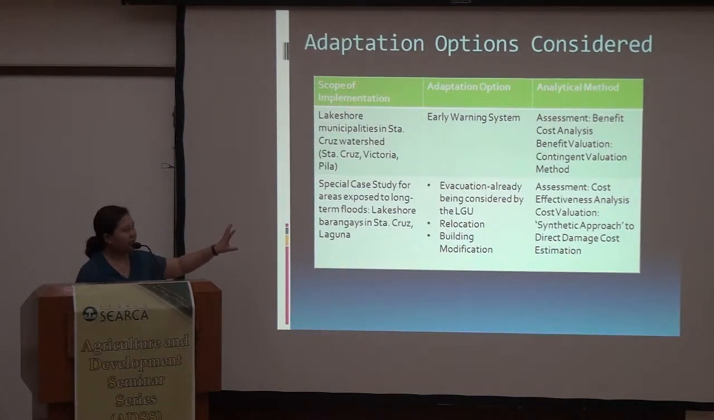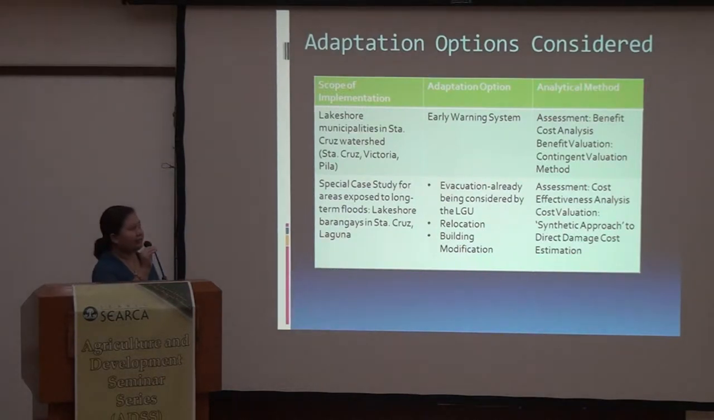And what we identified are, one, construction of an evacuation center, second, relocation, and the third is building modification. So essentially, we have several sub-studies within the project. For the analytical method, for the early warning system, the analysis that we use is what we call benefit-cost analysis. For the study on adaptation to long-term floods, we made use of cost-effectiveness analysis. This is also a risk-based cost-effectiveness analysis.